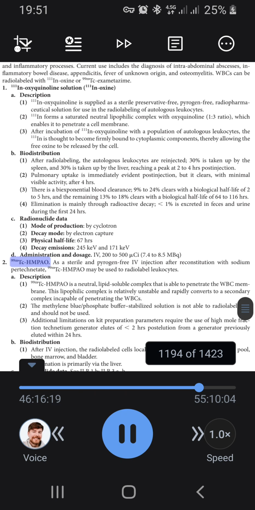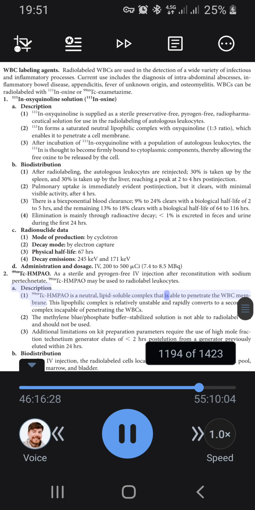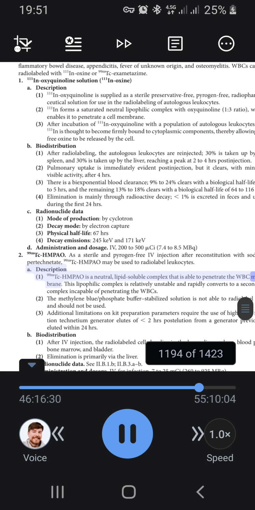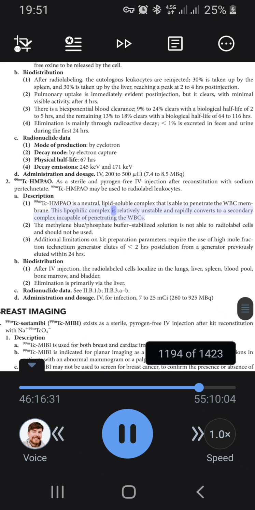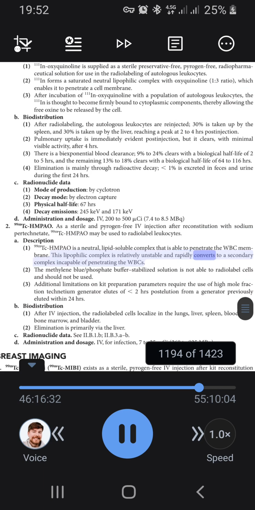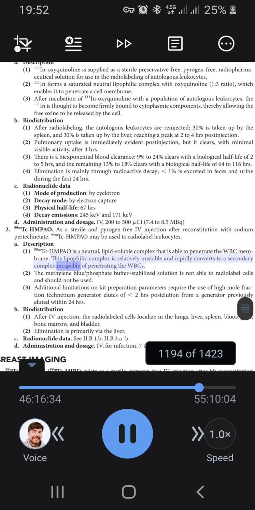2. 99mTc-HMPAO. As a sterile and pyrogen-free IV injection after reconstitution with sodium pertechnetate, 99mTc-HMPAO may be used to radiolabel leukocytes. A. Description: 1. 99mTc-HMPAO is a neutral, lipid-soluble complex that is able to penetrate the WBC membrane. This lipophilic complex is relatively unstable and rapidly converts to a secondary complex incapable of penetrating the WBC.